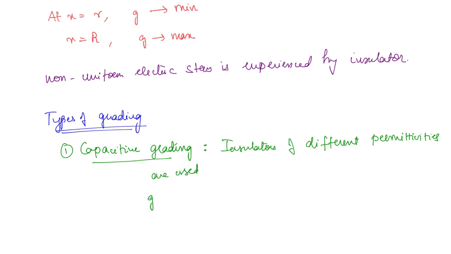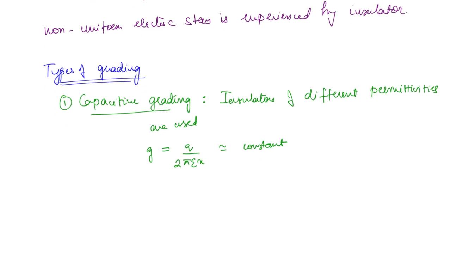If you take the expression for stress once again, this is equal to Q by 2 pi epsilon x. This we want to be almost uniform. Now if you write the permittivity in terms of epsilon naught epsilon r into x, then it is better understood. Q and 2 pi epsilon naught are all constants. They cannot be much manipulated. But what about epsilon r x? Epsilon r is variable and x is the distance, which is anyway a variable.